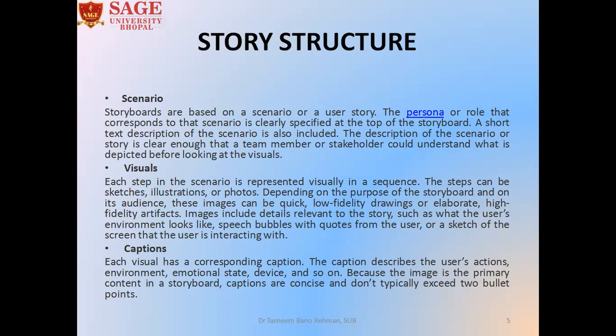Next is the caption. Each visual has a corresponding caption. The caption describes the user's action, environment, emotional state, device, and so on. Because the images are the primary content in a storyboard, captions are concise and don't typically exceed 2 bullet points. The captions need to be short and small because the entire content is quite visible with the pictures and images that we are using.